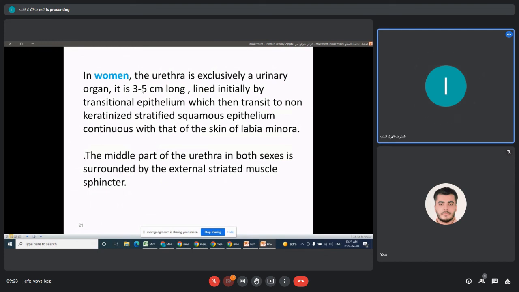The lining is also transitional epithelium or urothelium, but as it goes further, it changes into keratinized stratified squamous epithelium similar to the skin of the labia minora. And in both parts, the urethra is surrounded by a striated muscle sphincter, the external sphincter. The contraction of this sphincter controls the excretion of urine through the urethra.